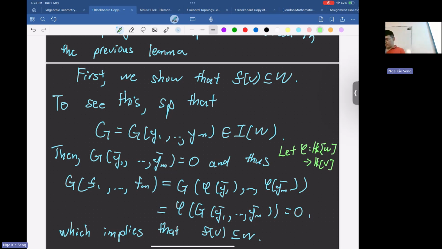G is a perfectly good element in K[W]. So if you look at this map here, this phi should send G in here to phi(G). And then, any idea?